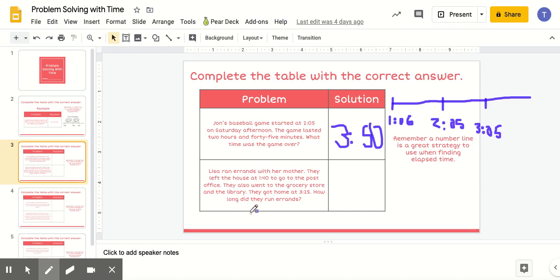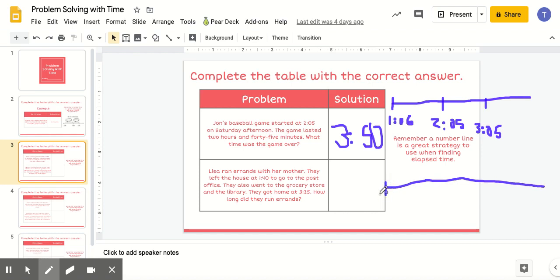Your next question says, Lisa ran errands with her mother. They left the house at 1:40 to go to the post office. They also went to the grocery store and the library. They got home at 3:25. How long did they run errands? So again, you draw a number line.